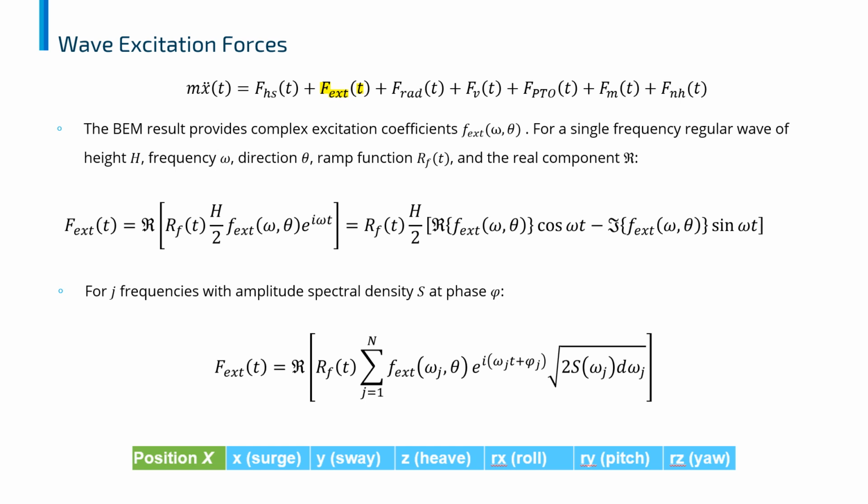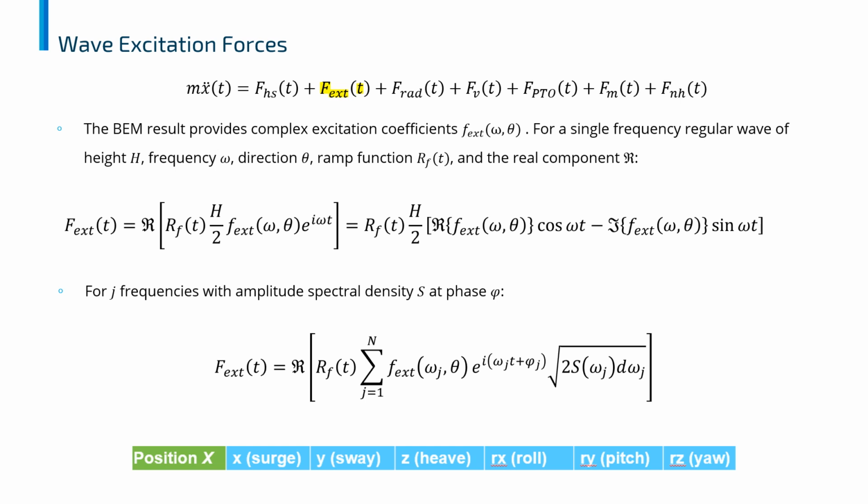The next external force is the wave excitation force, highlighted here on the right-hand side of the equation of motion. These are calculated from BEM results, which provide complex excitation force coefficients. For a single frequency regular wave that has a height H and a frequency omega, direction theta, and incorporating a ramp function r subscript f, and using the real component, the expression for the excitation force or moment, depending on the index of the motion, is defined by the expression shown in the middle of the slide.